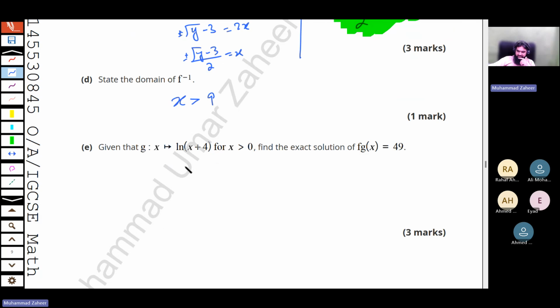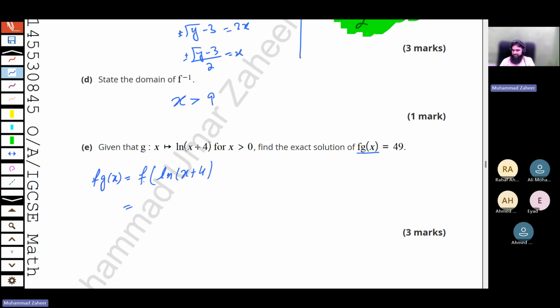Now in the next part, it is given that g is a function, and it asks for an exact value. So first of all, we need to find a composition of functions. We have to find the composition of f of g of x. So for f of g of x, substitute the value of g of x, that is natural log of x plus 4.